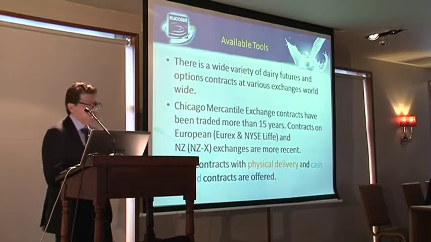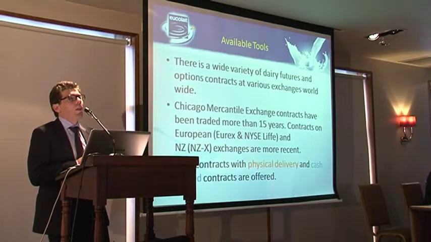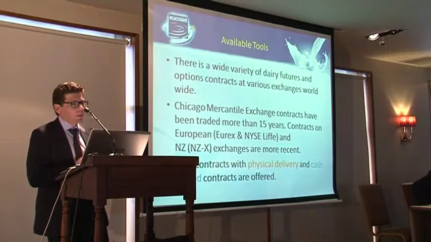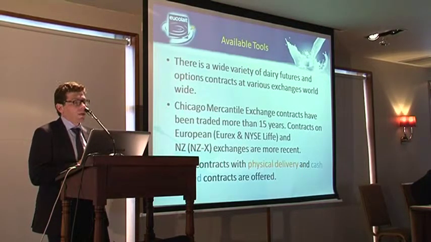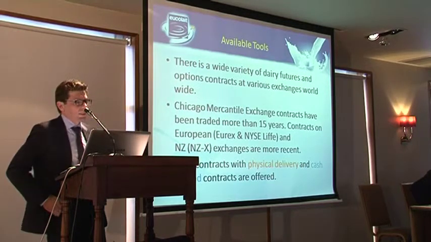First, there was the Chicago Mercantile Exchange. As was mentioned in the beginning, they've been around already much longer because volatility was much stronger in the US market than it was in the EU market. But also now you have in Europe, you have Eurex and you have Life, and in New Zealand you have NZX that have several contracts.